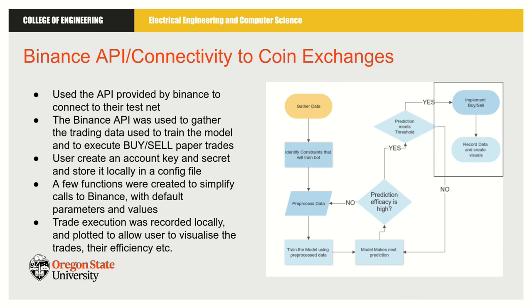The user has to create a Binance account with an API and secret and store it locally in a config file in order to be able to trade. Based on the decisions of the first two parts of the project, this third part will execute trades and show trade visualizations like efficiency and generated alpha.